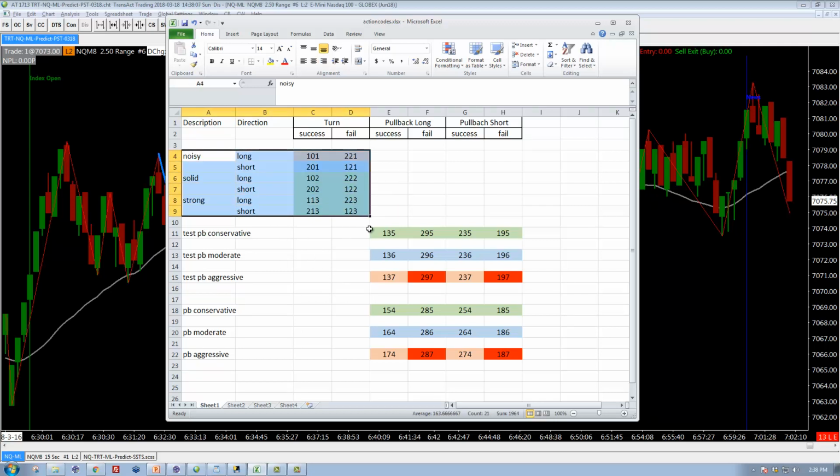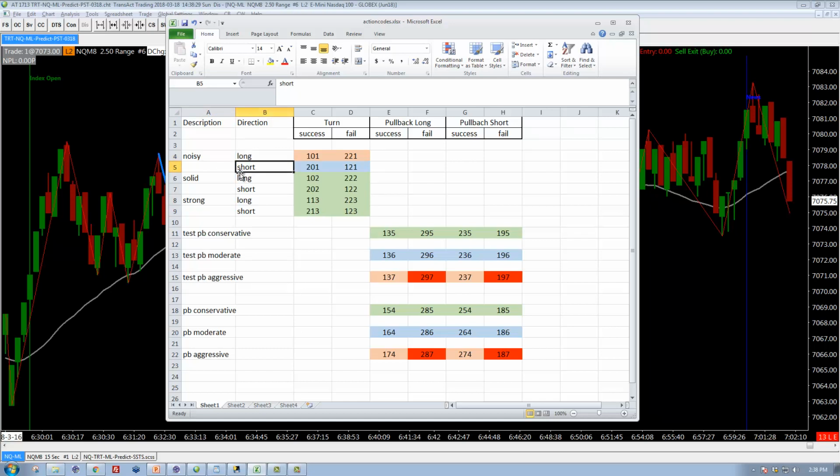This is the turns. Noisy means not very many bars involved in the turn, then kind of middle of the road, and then a fairly strong indication that the market's going to turn. And for each of those, there's a long: the market's turning long, or it's turning short.